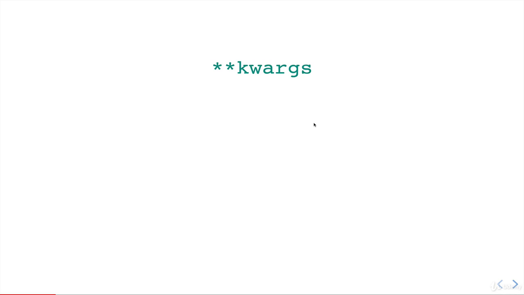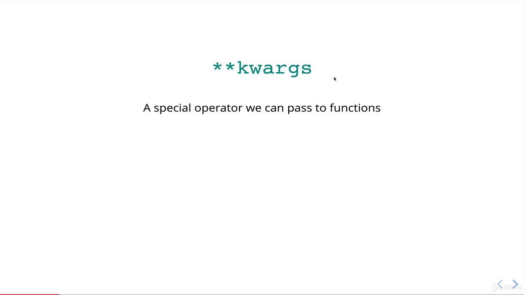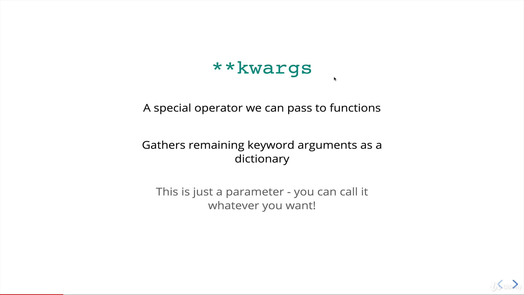All right, so we've seen star args with a single star. Now we see another operator with two stars, star star kwargs. It stands for keyword args. The idea is that it's another special operator we can have as a parameter to functions. But rather than just collecting any additional arguments, this will gather remaining keyword arguments, and rather than storing them in a tuple, it stores them in a dictionary.